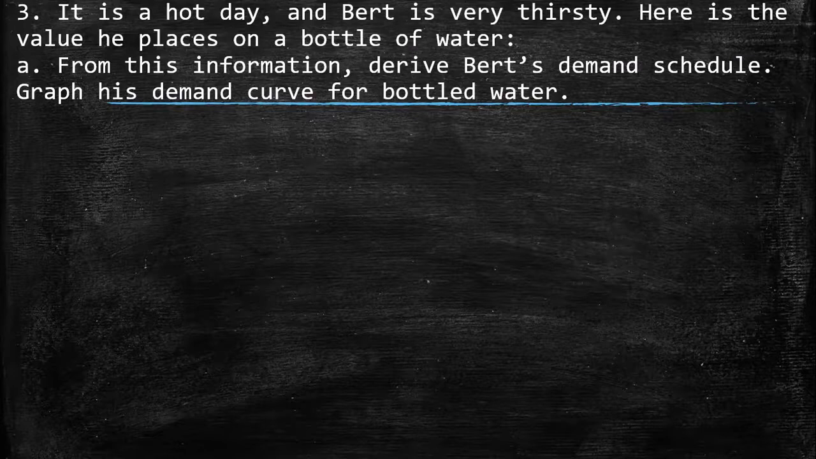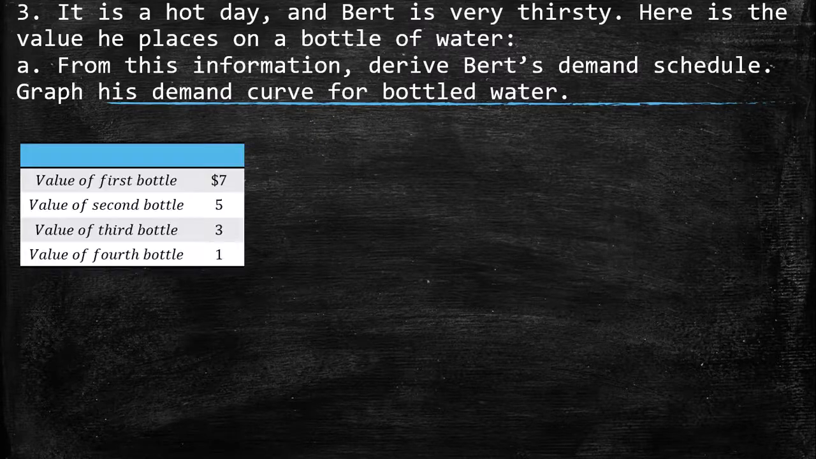The third point says, it is a hot day and Bert is very thirsty. Here is the value he places on a bottle of water. A. From this information, derive Bert's demand schedule. Graph his demand curve for bottled water. So here we have how Bert values the water. In this case, you see how the first bottle is really valuable.